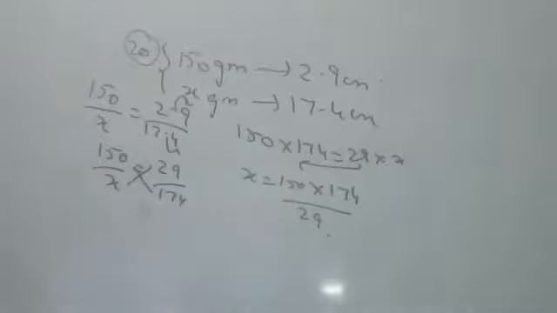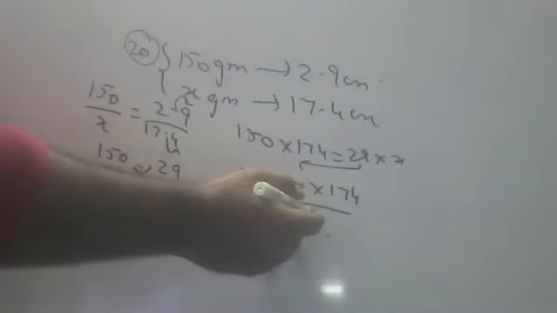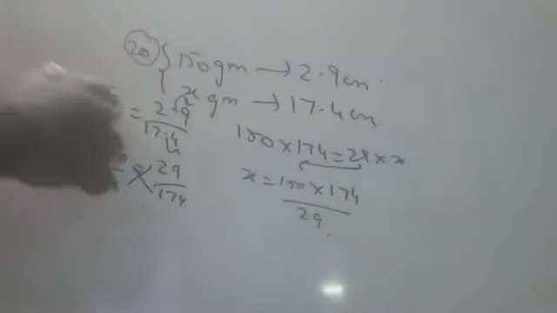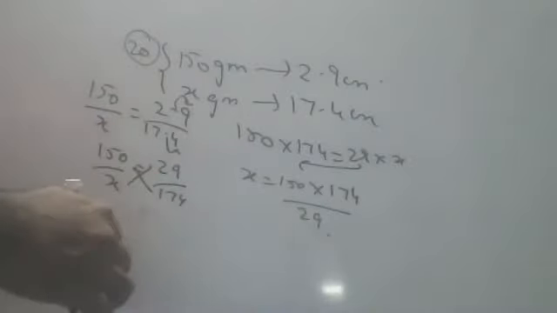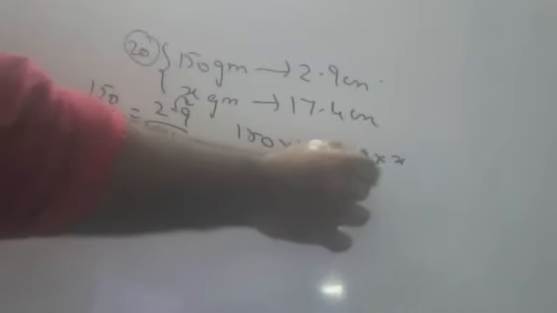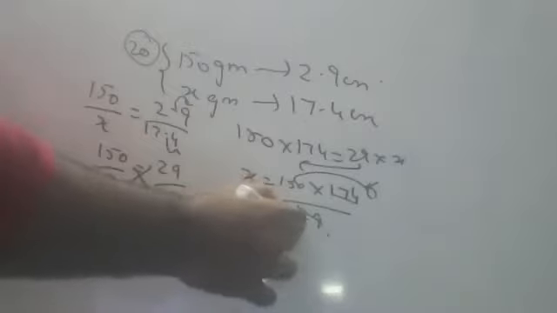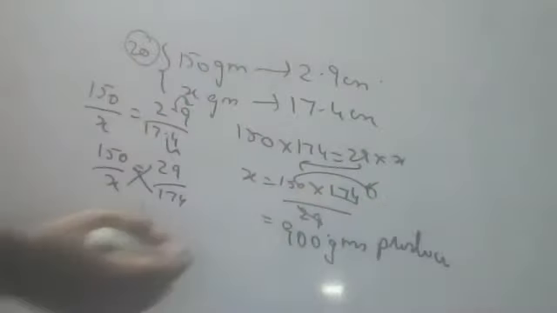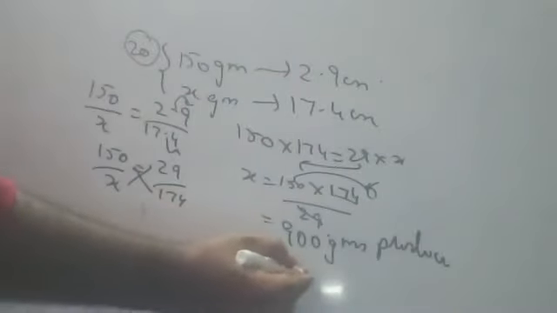Okay, children, so what will we do? Will 174 go in the 29 table? No, it won't go. So how much are you expecting, children? Will 174 go in 29 into 6? 6 nines are 54, 6 twos are 12. Yes, children, very good. So 6 into 150 is how much, children? 900 grams. 900 grams can produce 17.4 centimeters extension.